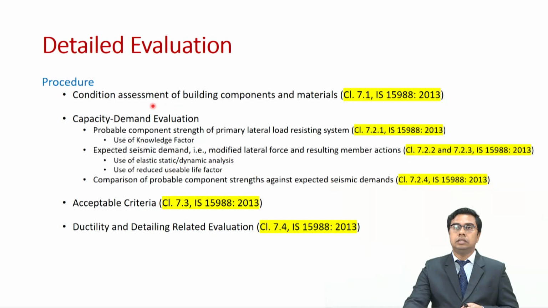Upon assessing the condition of the building components and material, we shall go for evaluating or assessing capacity and demand. We will find out the probable strength of different components of the primary lateral load resisting system. Here, in order to find the probable strength, we shall use the knowledge factor. If you recall from the last class, knowledge factor takes care of the information that we are having about the building, about its construction, about its maintenance, etc.